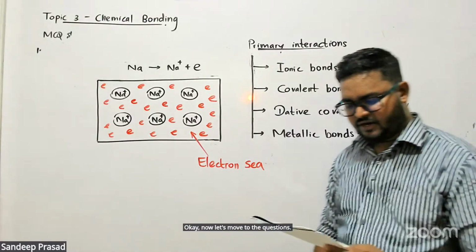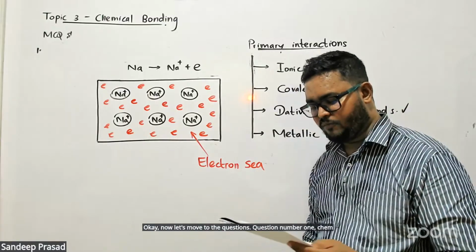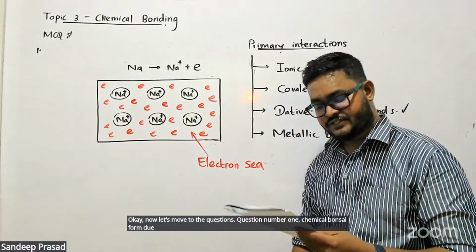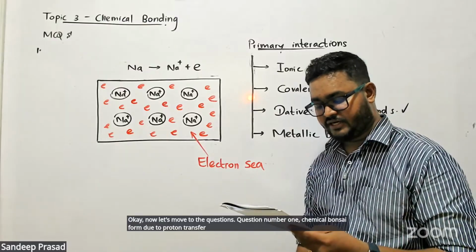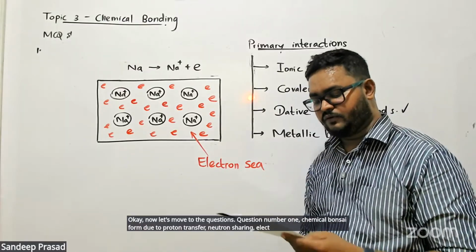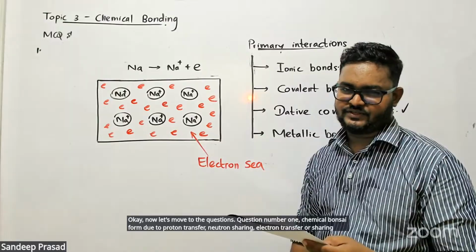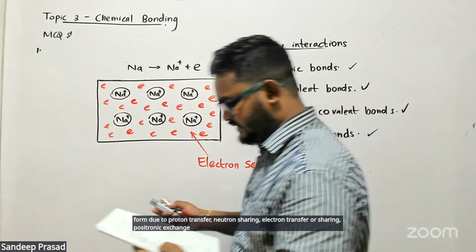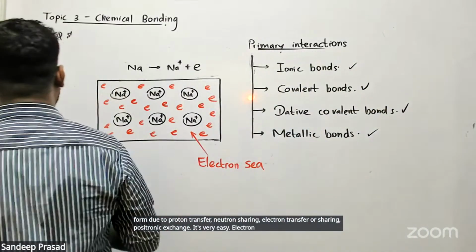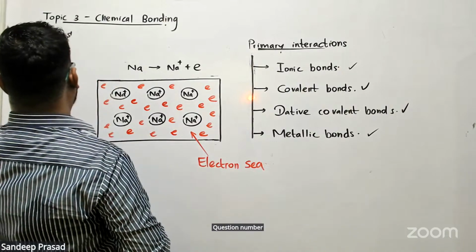Question number 1. Chemical bonds are formed due to proton transfer, neutron sharing, electron transfer or sharing, positron exchange. It's very easy, no? Electron transfer or sharing. Question number 1, answer is C.